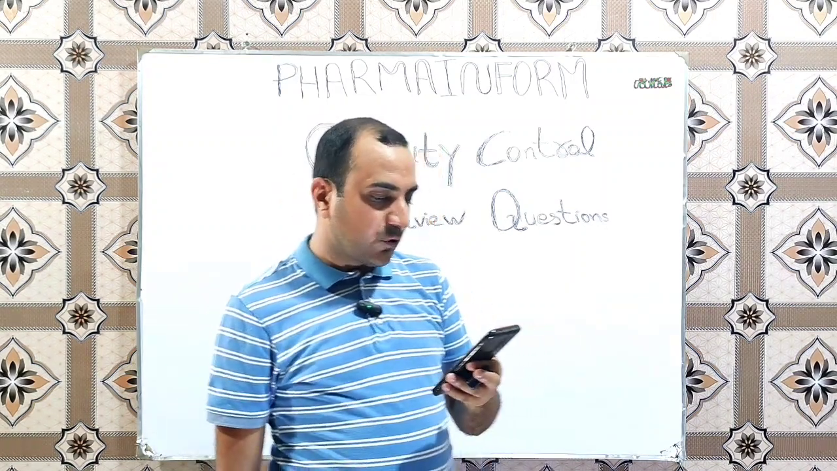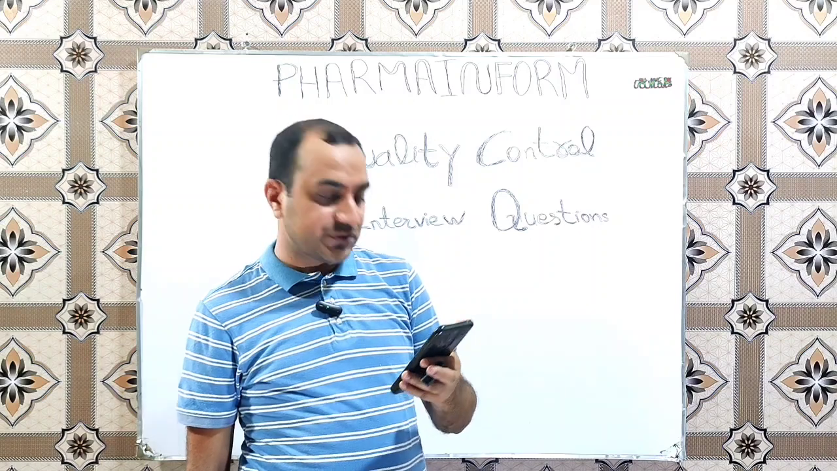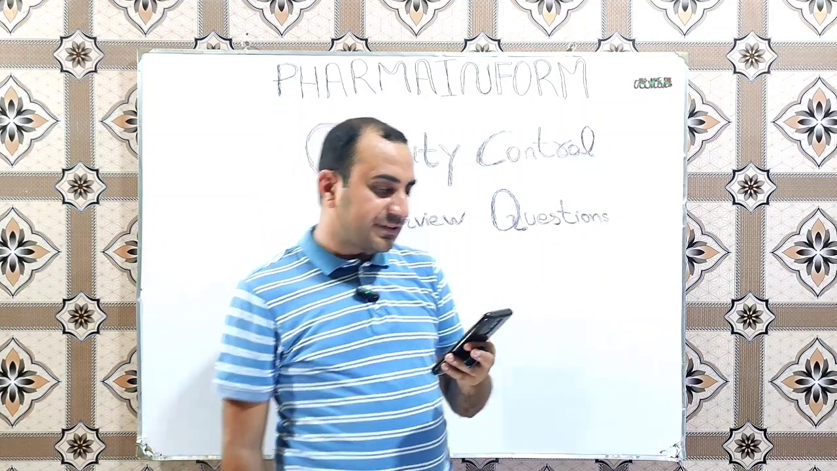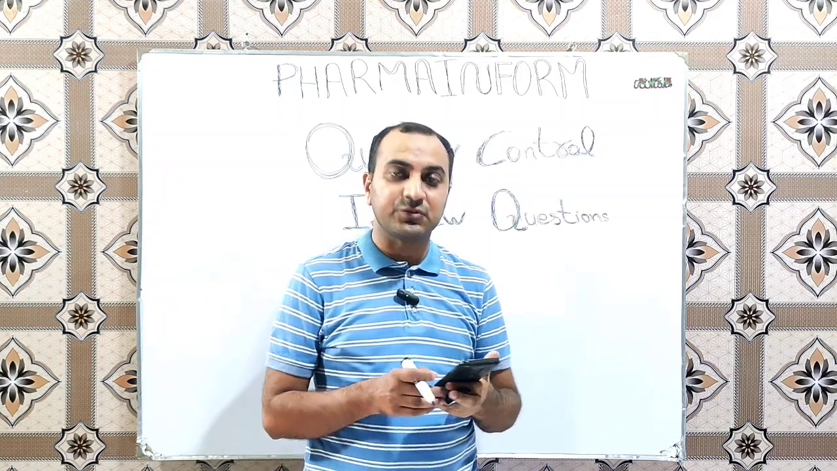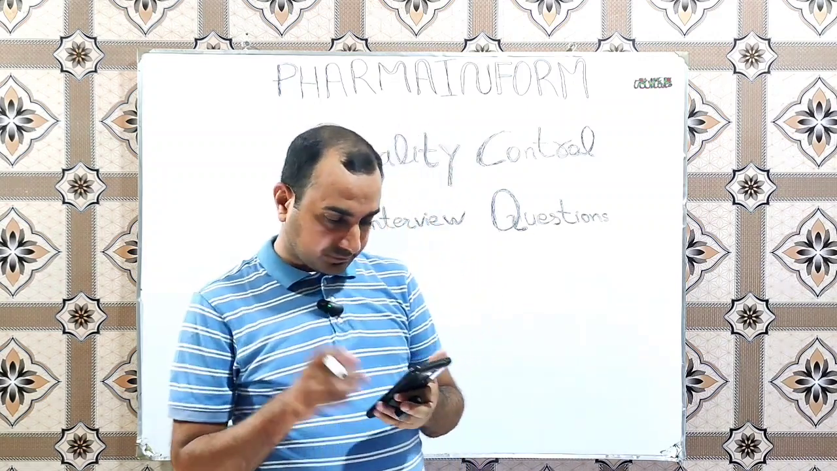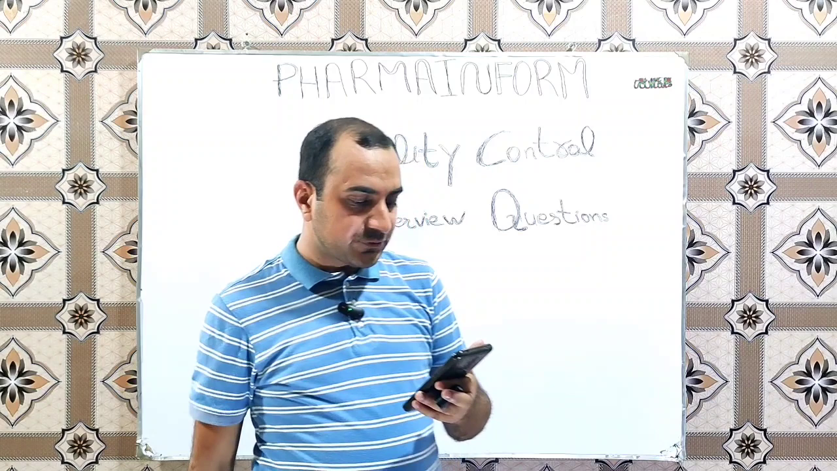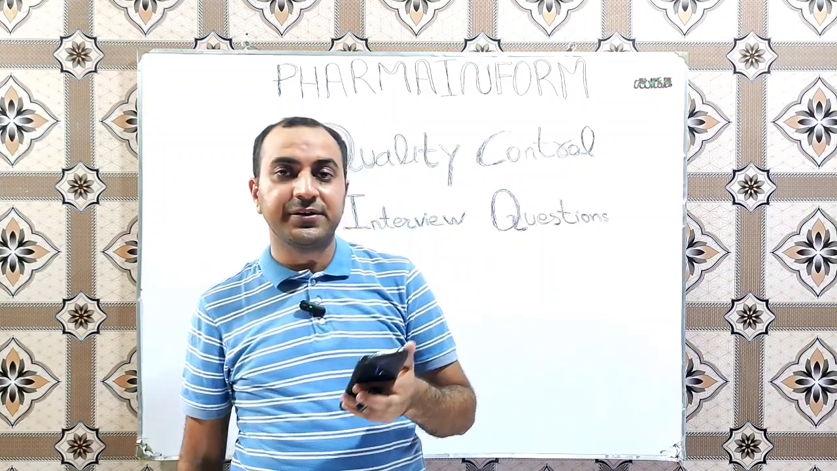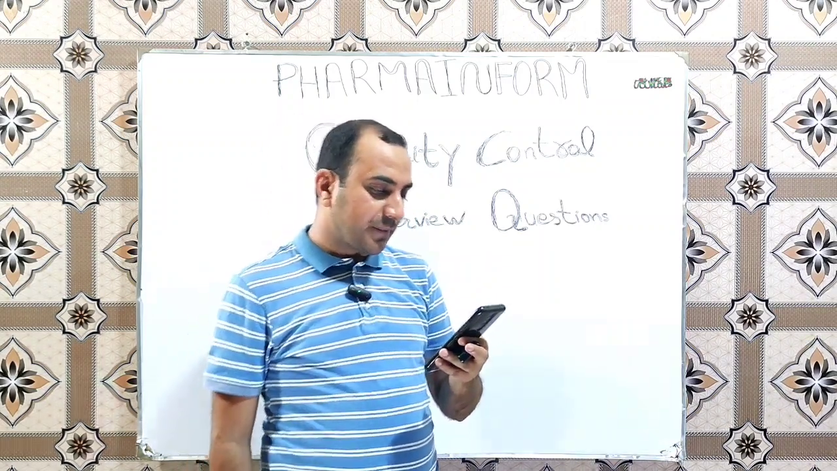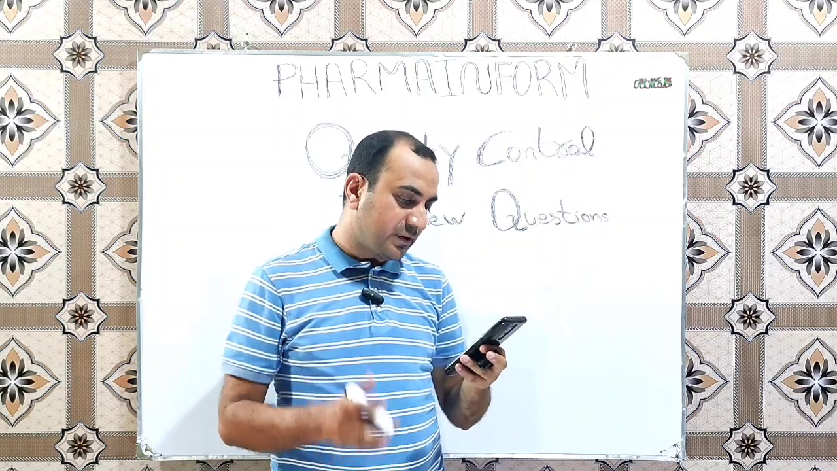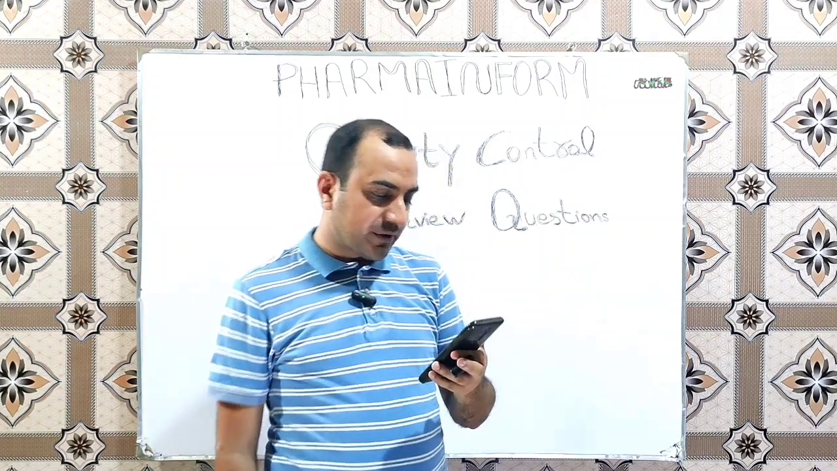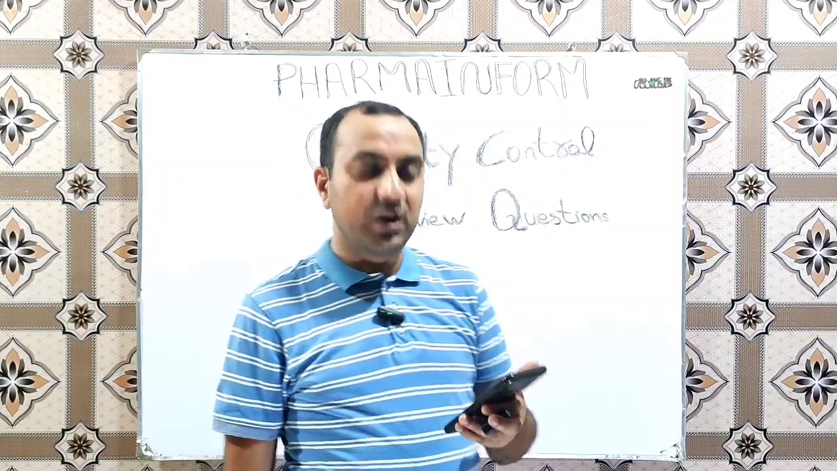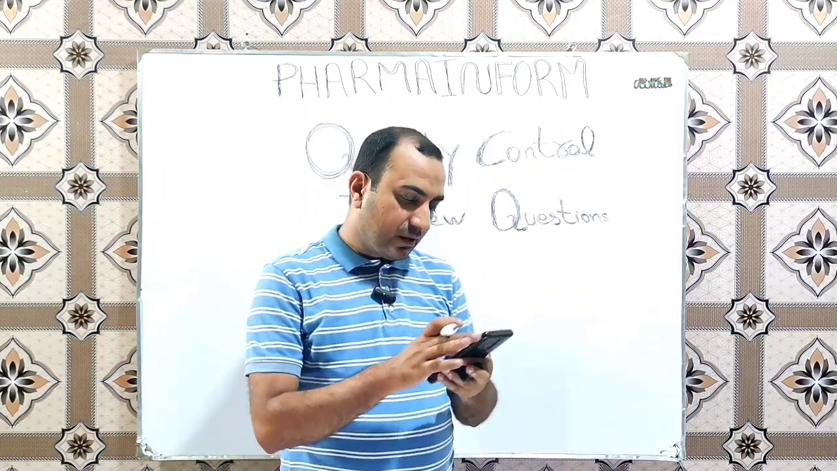What is used for Karl Fischer standardization? DST, or disodium tartrate dihydrate, is used. Why is disodium tartrate dihydrate used? It is the primary standard, it is more stable, it is non-hygroscopic, and its stoichiometric water content value is 15.66.